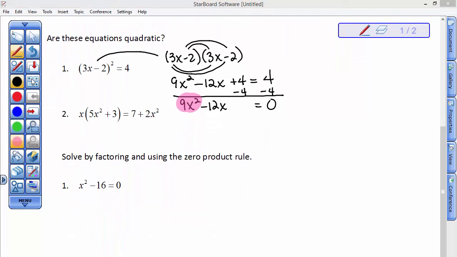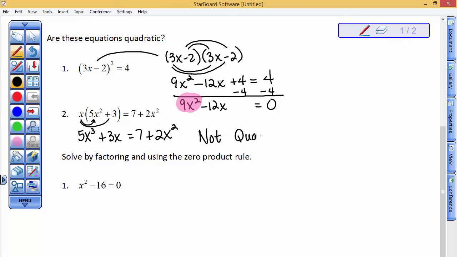This next one, when we distribute this x times the 5x squared, we get a 5x cubed. And then this 3x, and then 7 plus 2x squared. So no matter what I do in this problem to try to get rid of the x cubed term, the degree of this equation is a 3. So this is not quadratic because the highest degree is too large. It can only be a 2. So again, this one, yes, it is quadratic.